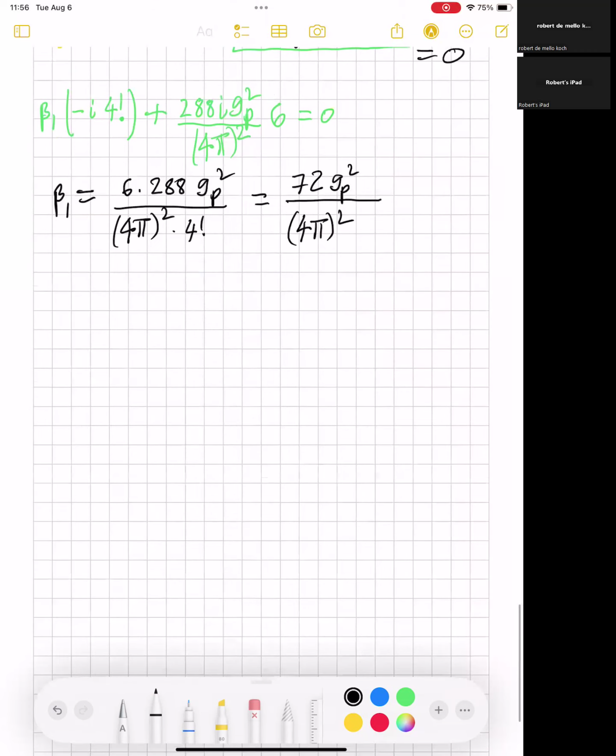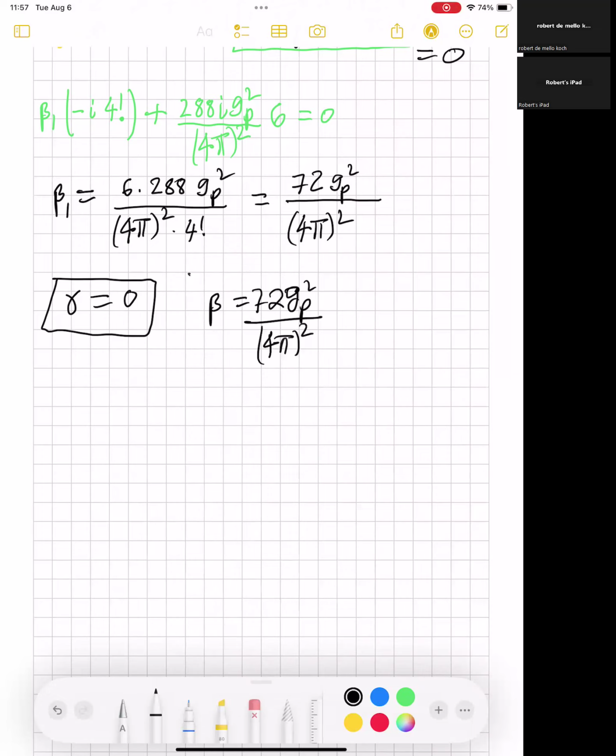So this is the beta function to one loop. So to one loop, we have learned that the anomalous dimension vanishes and the beta function is equal to 72 GP squared over 4π squared. And this is the anomalous dimension and the beta function to one loop. Okay, what we want to know now that we've got these answers, we'd really like to understand what is the physical interpretation of these quantities, the gamma and the beta. And that's what we're going to develop next.